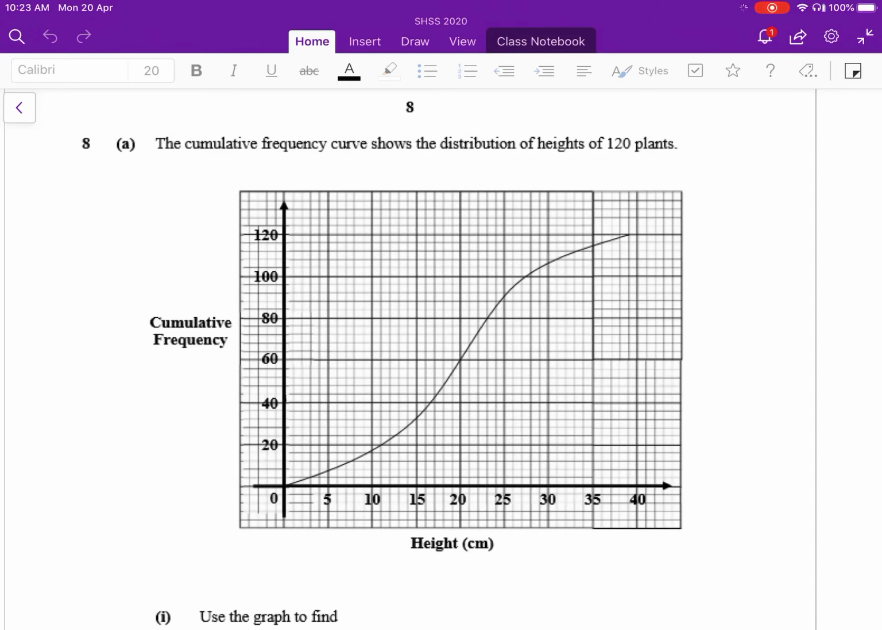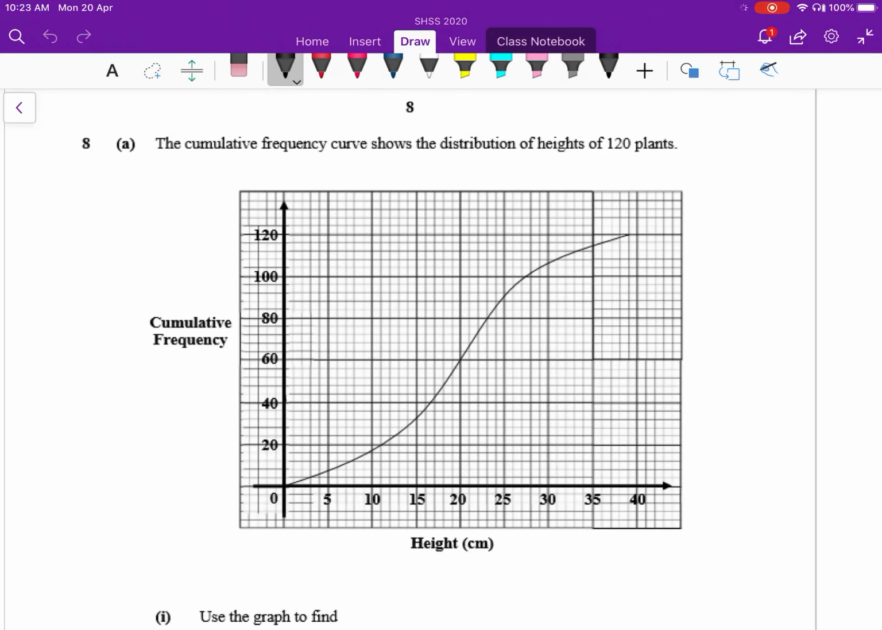Okay, welcome 5A. Today we'll be going through question 8, 2017 media exam paper. This question is about statistics, cumulative frequency curve. In part A, you are shown a cumulative frequency curve of 120 plants. So there are a total of 120 plants.